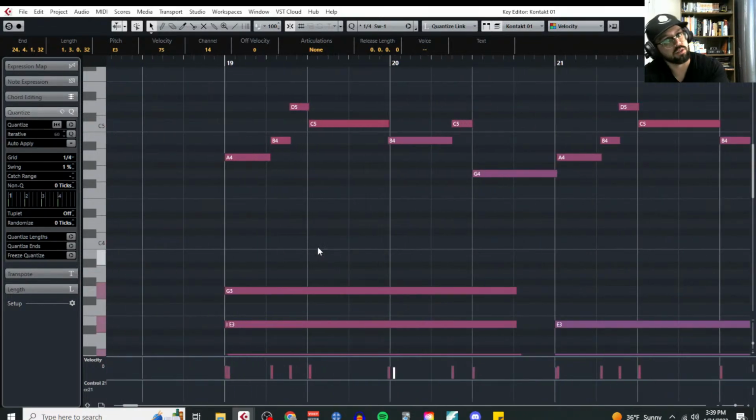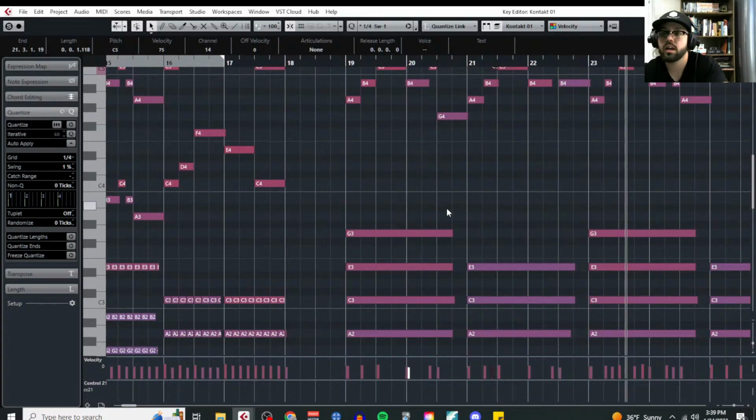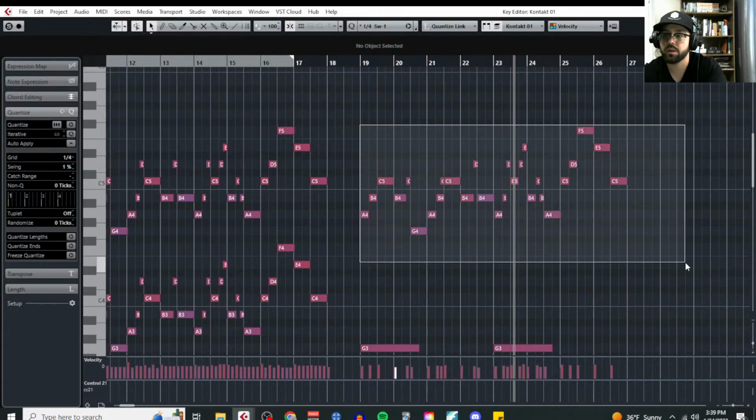And if we really wanted to, something else we could do is get rid of our 8th notes and make this move much slower. At least not all of our 8th notes, but we can get rid of a good chunk of them.